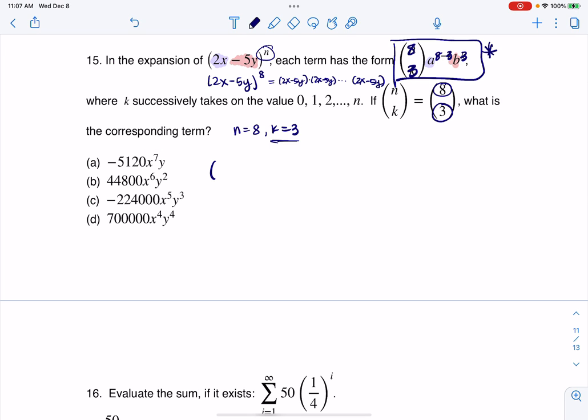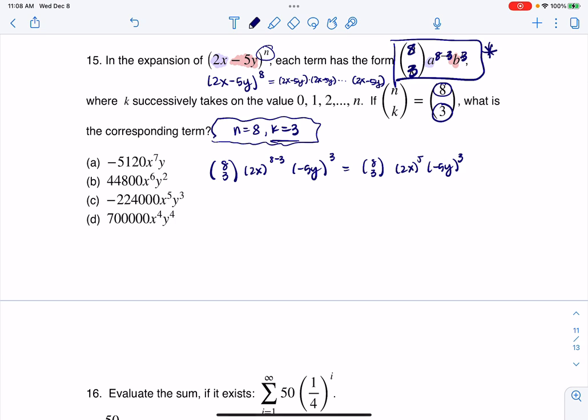So here we go. We're going to have 8 choose 3, and I'll crunch that in a moment, and then I'm going to have 2x to the 8 minus 3. Let me just separate this so it doesn't interfere with the problem. And then I'm going to have negative 5y, and then I'm going to cube that. All right, so let's go figure out some of these. So I'll have 8 choose 3, and I'll crunch that number in a moment. This is going to be 2x to the 5th and then negative 5y cubed.